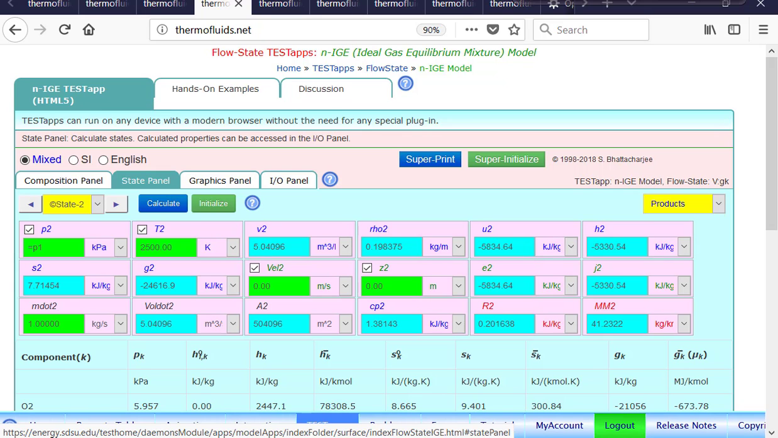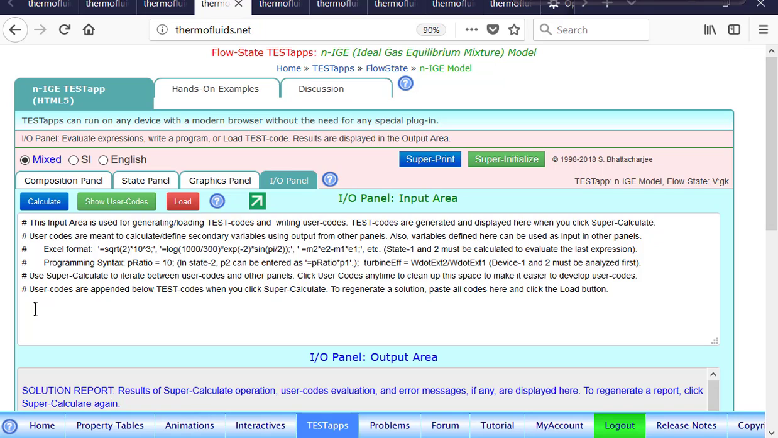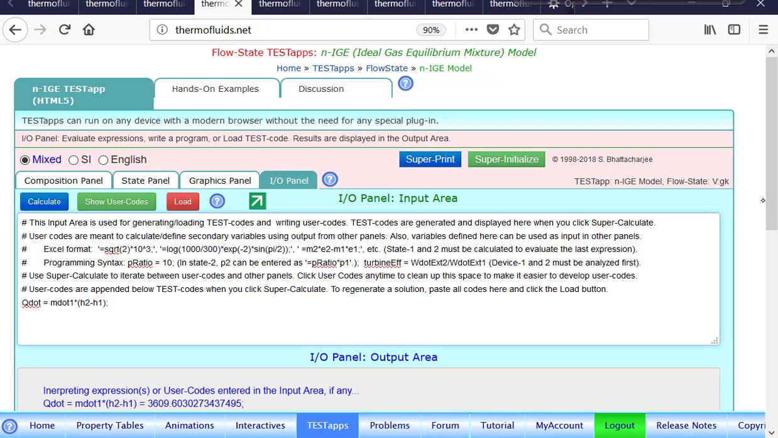Now that we know the state, suppose the question is to determine the heat transfer. Even though there is no process panel here, we could just evaluate that quickly. Q dot must equal m dot times (h2 minus h1). Notice there is no change in interpretation of states in the IO panel.